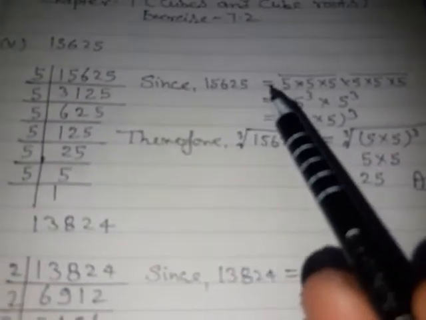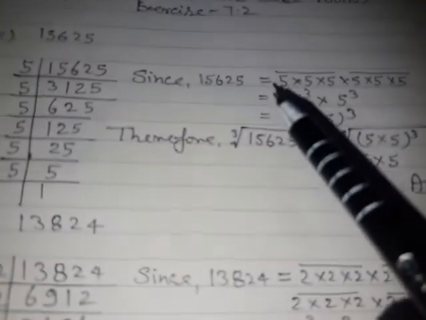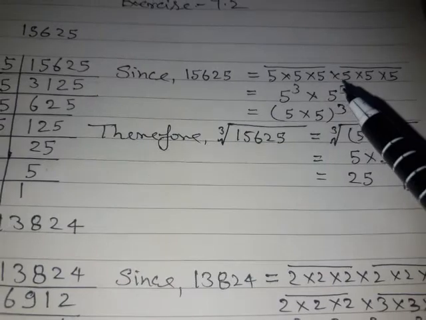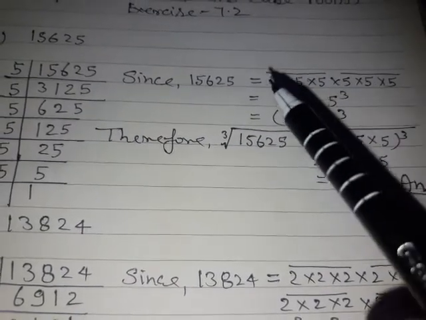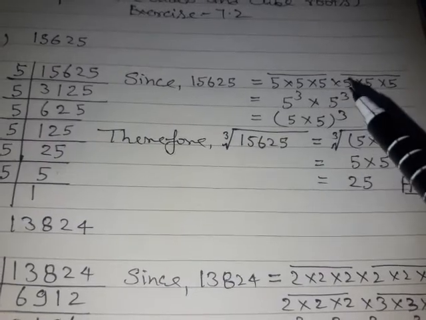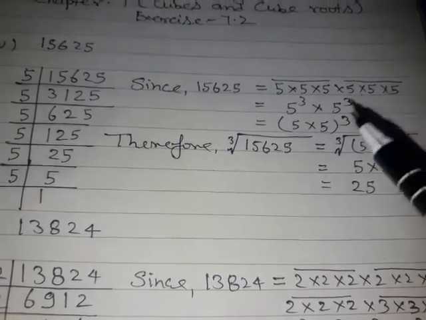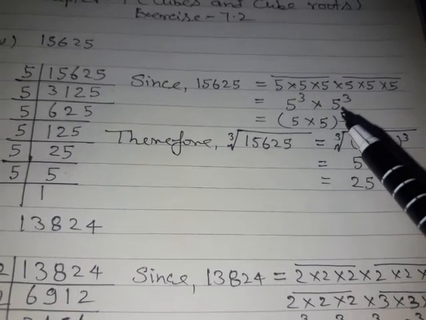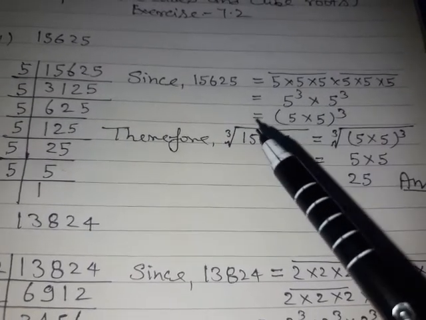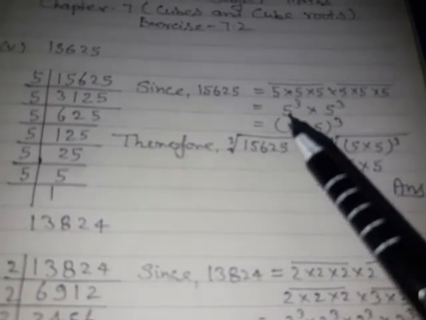So the prime factors of 15,625 are 6 fives, that means 5 into 5 into 5 into 5 into 5 into 5. Now make groups of 3: 5 into 5 into 5 is the first group, 5 into 5 into 5 the second group. Now we can write it as 5 to the power 3 into 5 to the power 3. We can see that the powers are the same, 3, 3, so we can write it as 5 into 5 whole cube.